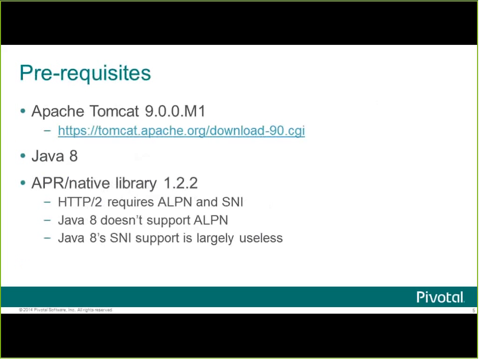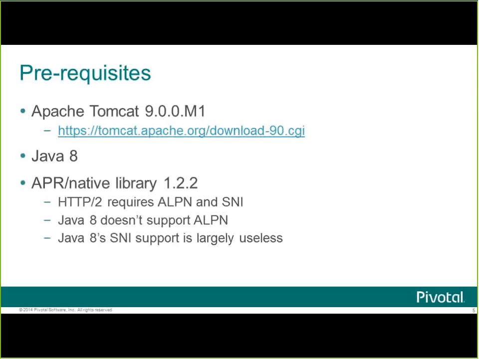So if you want to get started with HTTP2 and Tomcat, then you're going to need a few things. The first thing you will need is the Apache Tomcat 9.0.0.M1 milestone, which you can download from the Tomcat website. It is worth emphasizing that this is a milestone. The specs are still very much in flux. They're not due to be finalized until the first half of 2017, which in reality probably means June 2017, so we're a good 18 months away from that.